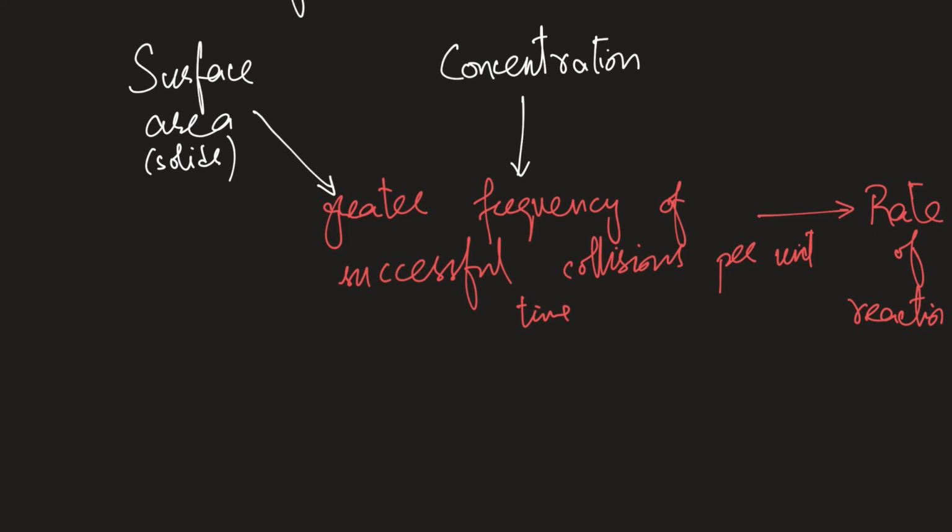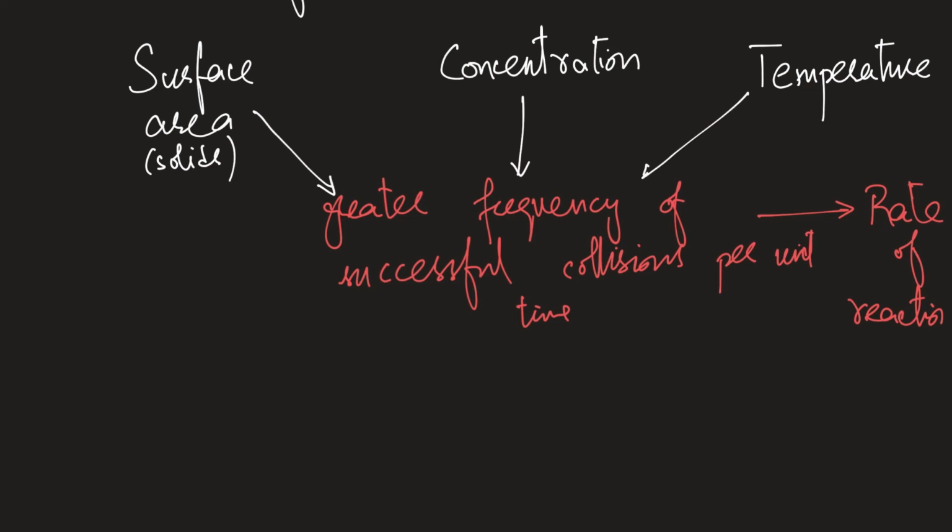The third factor that affects this is temperature. Temperature is basically a measure of average kinetic energy. So kinetic energy makes things move. When they move, there's a chance of collision. And when there's more collisions, there's a greater frequency, greater chance of successful collisions happening in the same amount of time. And that's what temperature does.